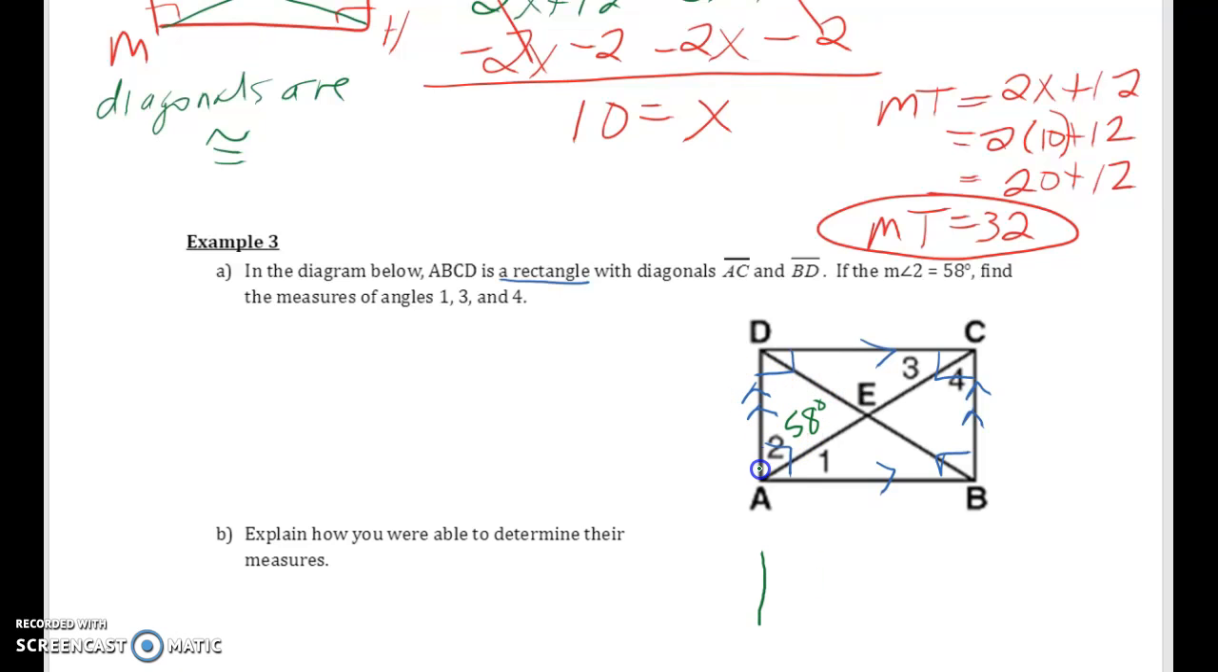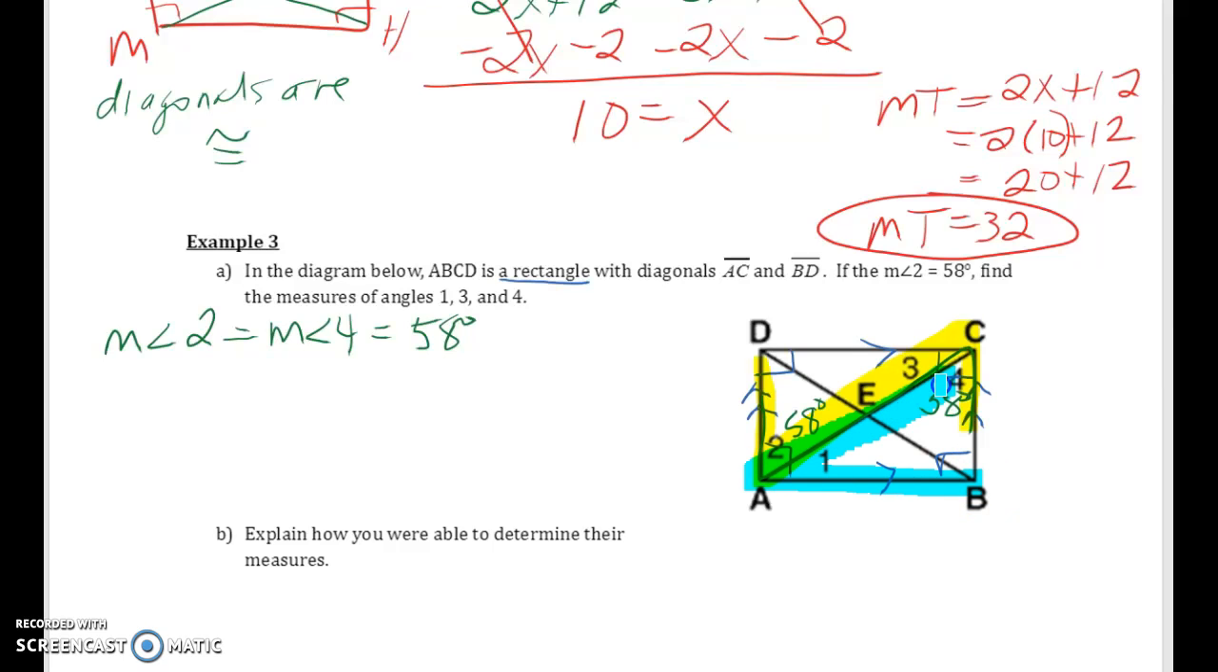And so using alternate interior angles, let's see if we can make that a little better. Because the lines are parallel, we know that alternate interior angles are congruent, so the measure of angle 2 will equal the measure of angle 4, which will be 58 degrees. Also due to alternate interior angles, the measure of angle 3 will equal the measure of angle 1, and we just need to determine what that angle measure is.